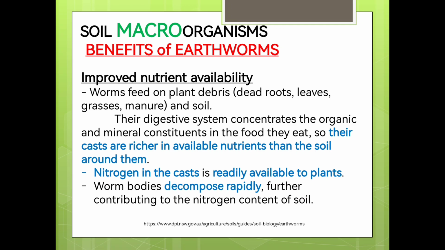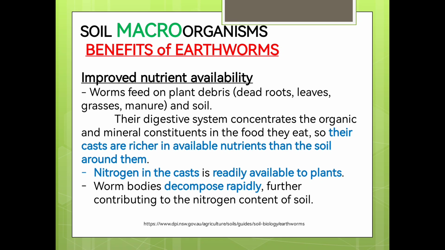Earthworms improve nutrient availability. Like other microorganisms, earthworms improve the nutrient availability in the soil because worms feed on plant debris like dead roots, leaves, grasses, manures, and the soil, and their digestive system concentrates the organic and mineral constituents in the food they eat, so their cast, their waste, is richer in available nutrients than the soil around them.